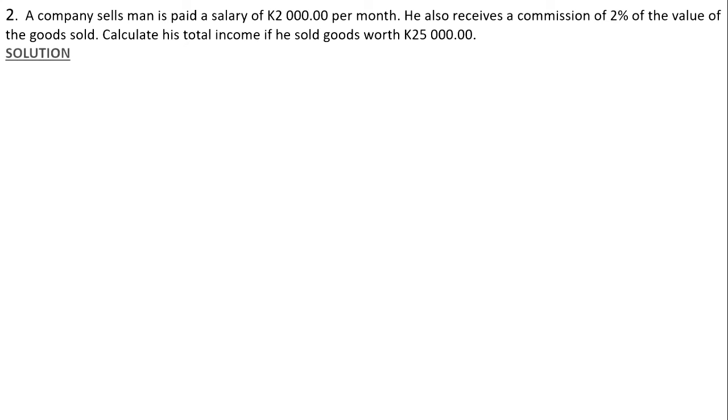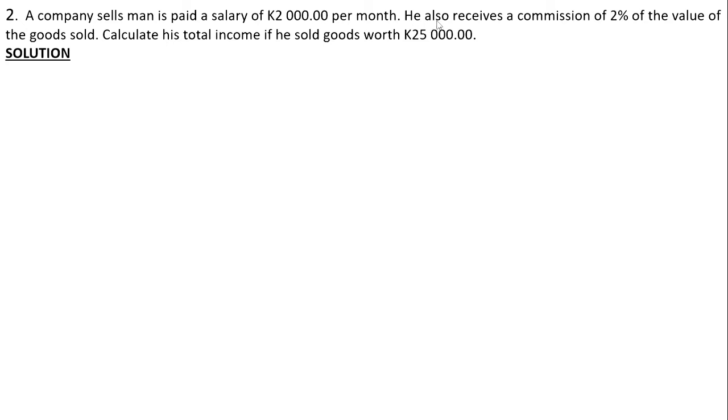Question 2. A company salesman is paid a salary of 2,000 kwacha per month. He also receives a commission of 2% of the value of the goods sold. Calculate his total income if he sold goods worth 25,000 kwacha. So, the salary was a fixed one. Whether he sold goods or not, he would still get the 2,000 kwacha.